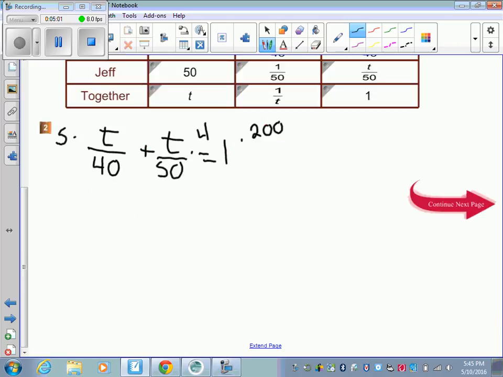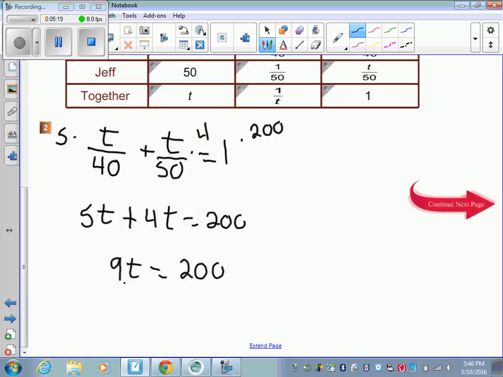So altogether we've got 5t plus 4t, oops, not 49, 4t equals 200. 5t plus 4t makes 9t equals 200. Solve for our t, or how long it takes them to do it together. So t is equal to, and that works out to be, I believe, 22 some minutes. 200 divided by 9, 22.2 minutes. So it takes them about 22 minutes.